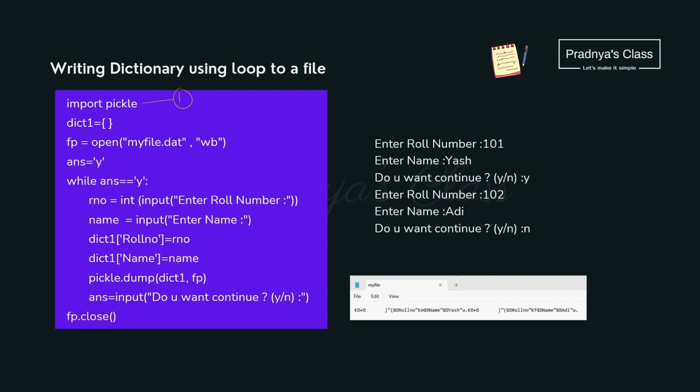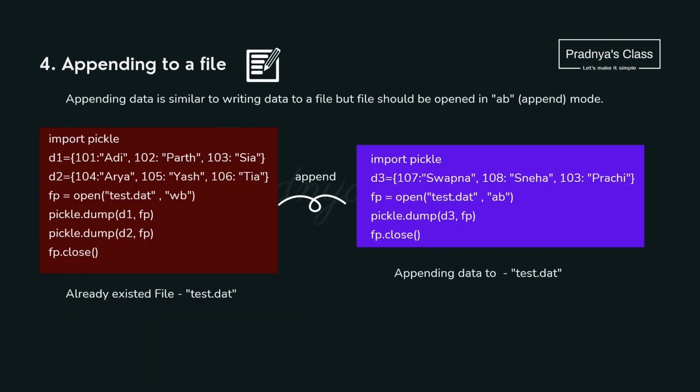Pickle module got imported. Here is an empty dictionary. We open the file in the W mode. The name of the file is myfile.dat. Here while loop will get executed till you press Y. The first input is roll number, the second is name. These two inputs are getting added to the dictionary. Then we are dumping that dictionary to the file. You will be entering the details and writing to the file. You can stop this loop by entering a letter other than Y. Now we know how to write data to the binary file.